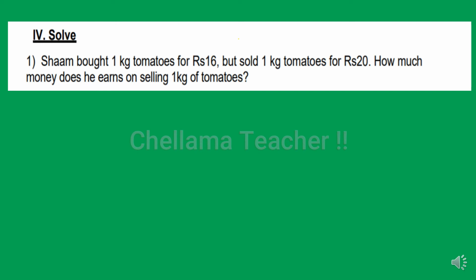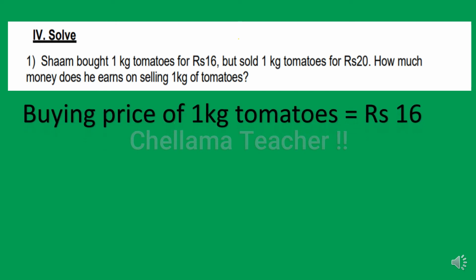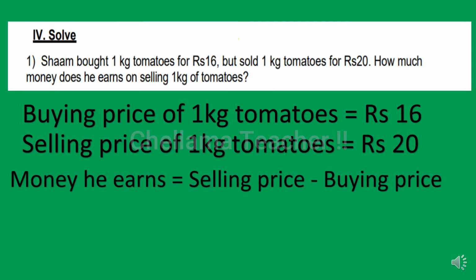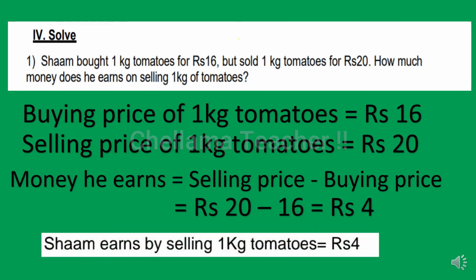Let's see how. Buying price of 1 kg tomatoes, rupees 16. The second statement, selling price of 1 kg tomatoes is equal to rupees 20. How much money does he earn, isn't it? So money he earns is equal to selling price minus buying price. So 20 minus 16 is equal to rupees 4. So Sham earns rupees 4 by selling 1 kg tomatoes.